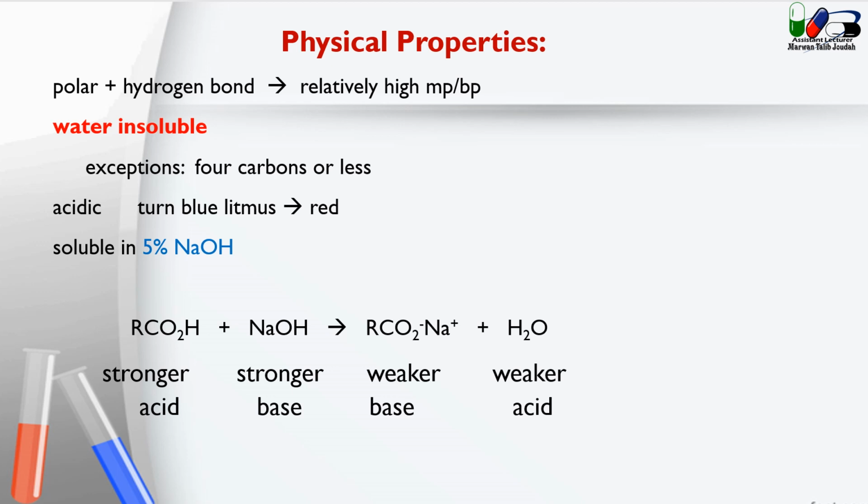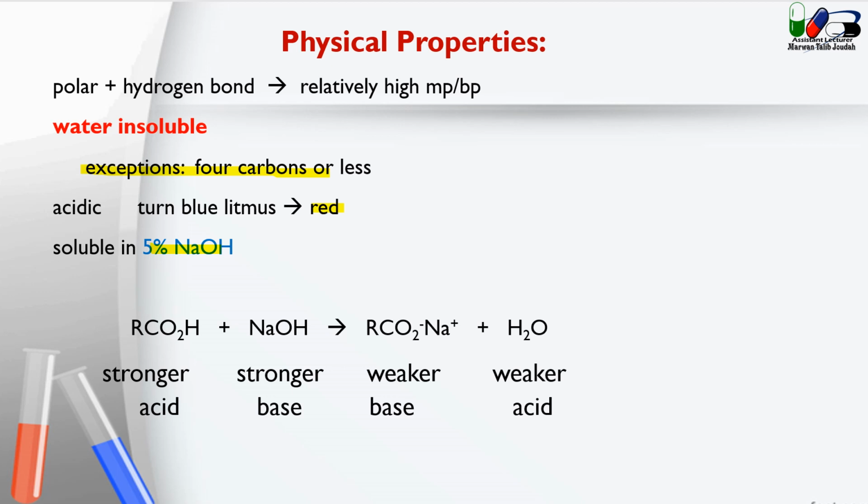They are insoluble in water, except that if a carboxylic acid contains only 4 carbons or fewer, it would be soluble. This is an exception for carboxylic acids. Other than that, they are insoluble. In an acidic solution, a carboxylic acid would turn the litmus paper red. It's also soluble in 5% sodium hydroxide solution.